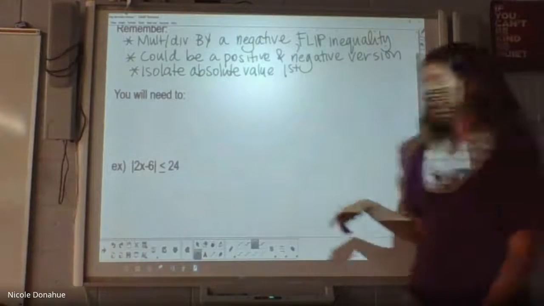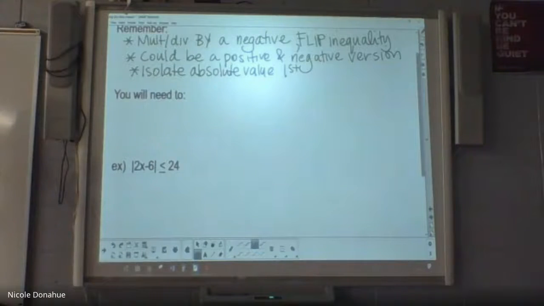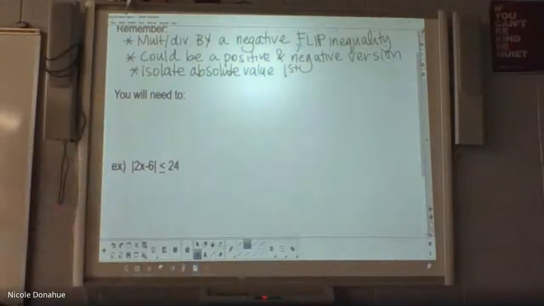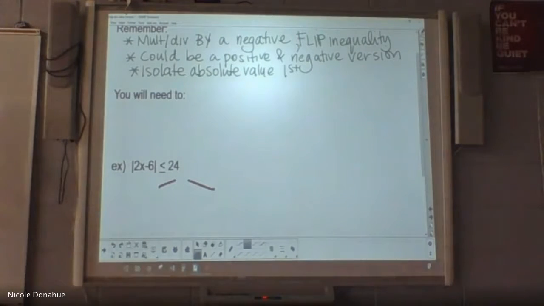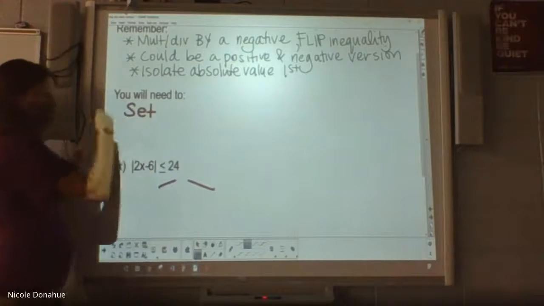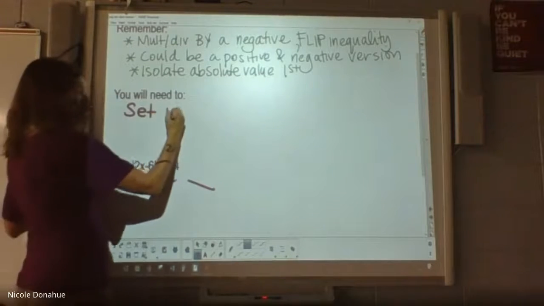Is the absolute value isolated? Yeah, it is. So the absolute value is isolated, so we can set up our two equations. This is the new part, the one new takeaway. When we set up our two equations, on the negative version of it, we're going to flip the inequality. So you set up a positive and a negative inequality, but on the negative one, you flip it.